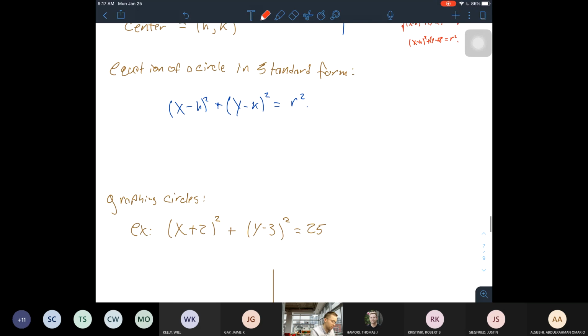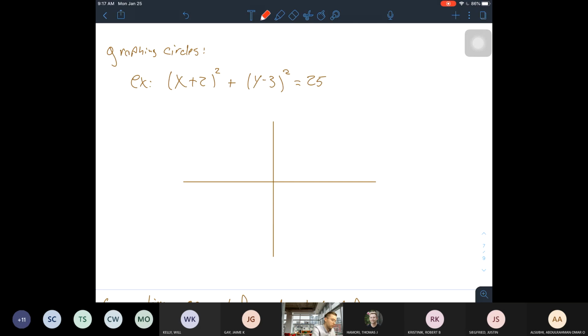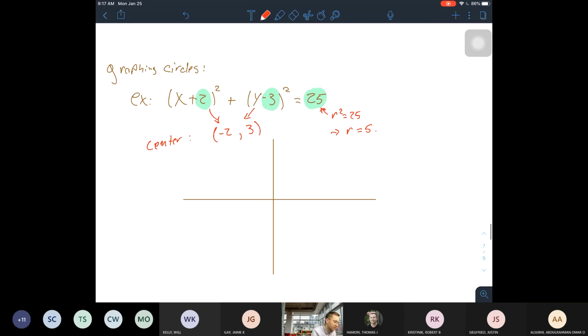Okay? So let's have an example. If we want to graph a circle, we just want to take these pieces of information here and interpret them. The right-hand side means r squared equals 25. That implies that the radius r is going to be equal to 5. And our center is going to be formed by negating these two values here. Okay, so negative 2, positive 3 is going to be our center.